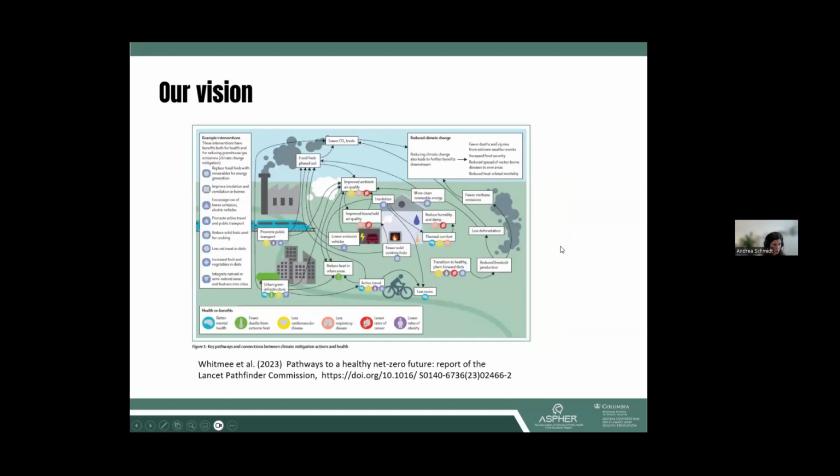I'm now moving on, and this is a graph on what this could look like. So we are really moving away from negative impacts on our health, but really trying to do something both for our health and for our climate.